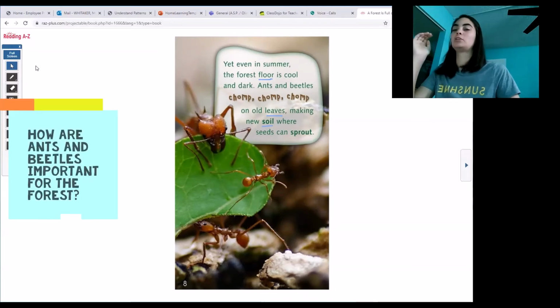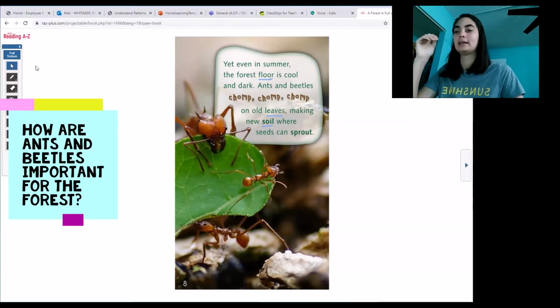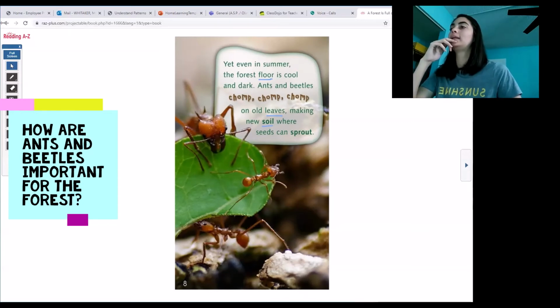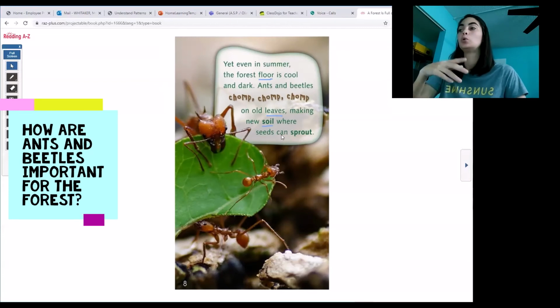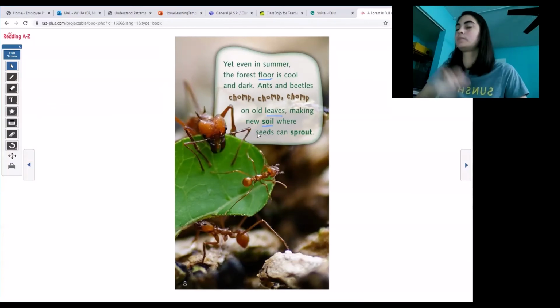So we're looking at this page. How are ants and beetles important to the forest? So let's see. Ants and beetles chomp, chomp, chomp on old leaves, making new soil where seeds can sprout. So they're important because they eat the old leaves and they create new soil so new seeds can sprout and new trees can grow. So a tiny little creature is important. Okay.